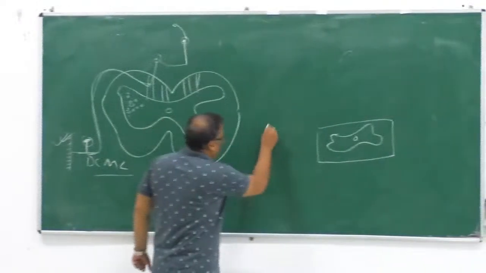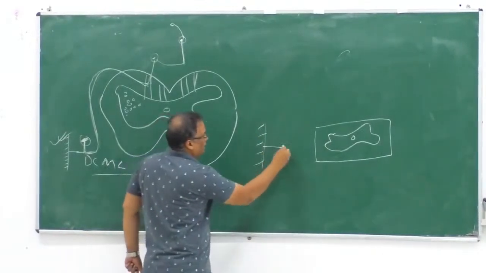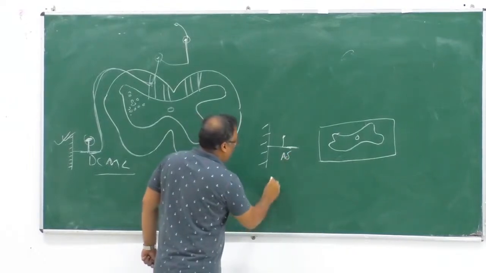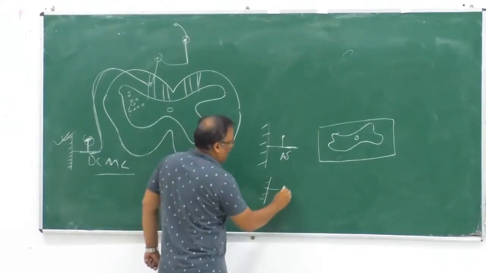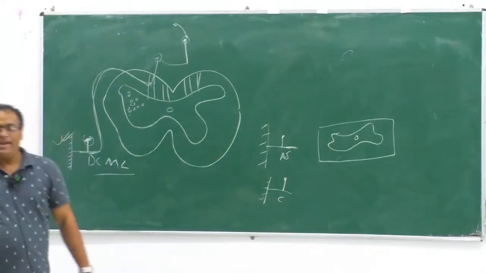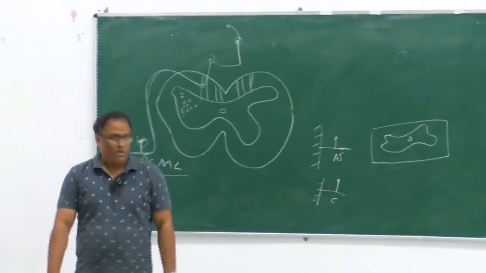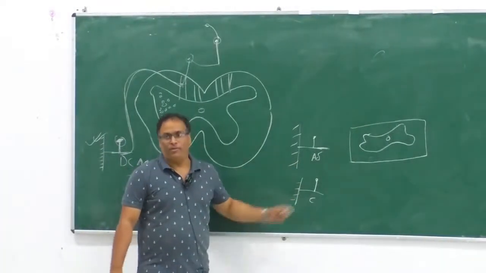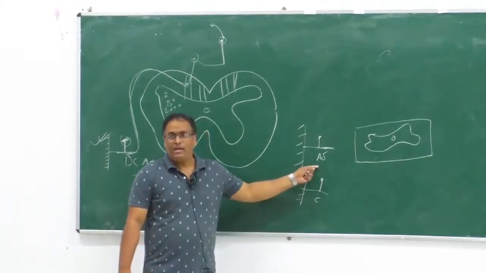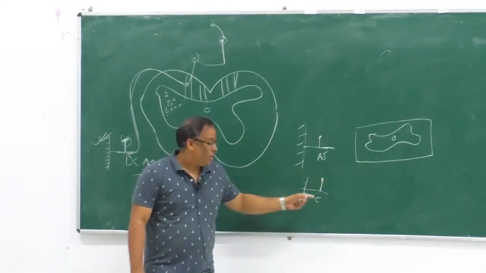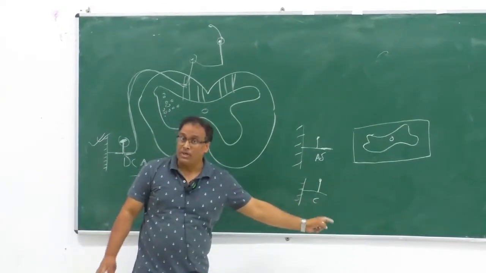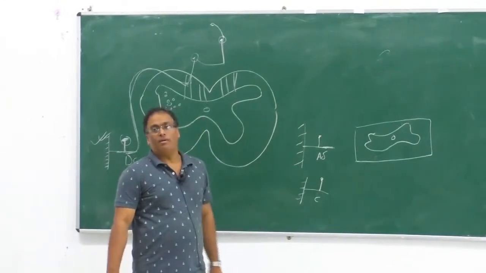So any sensation, suppose, there is the A delta fiber and another is the C fiber. We will go with these two, pain and temperature. So these A delta and C fibers carry what? A delta carries first pain and cold. C carries slow pain and hot temperature. Finish. Now how will it go?